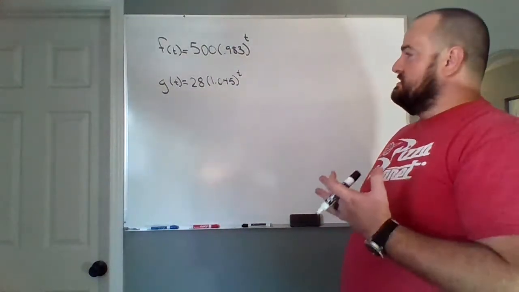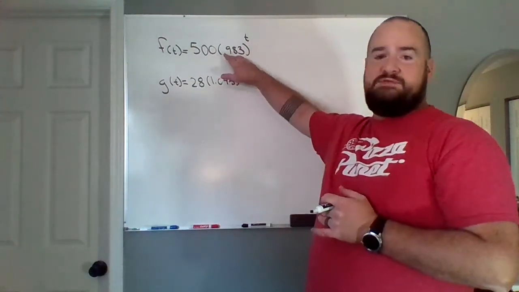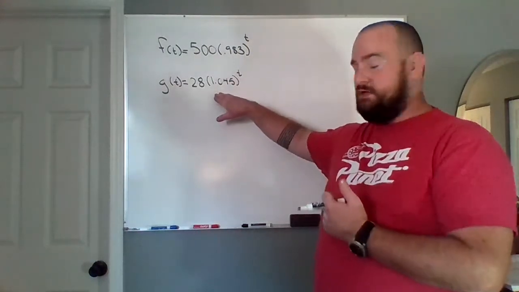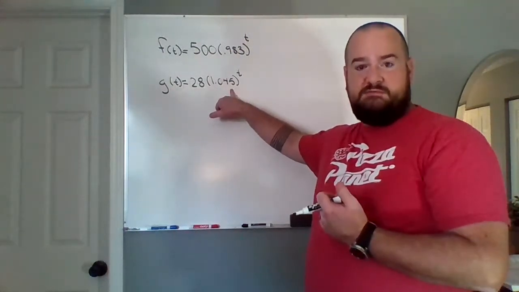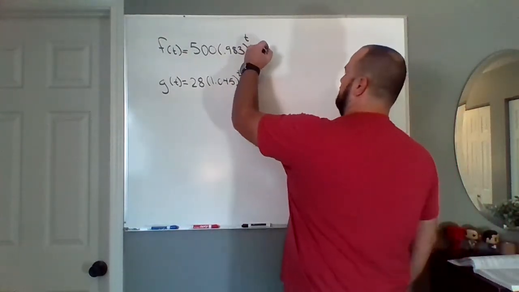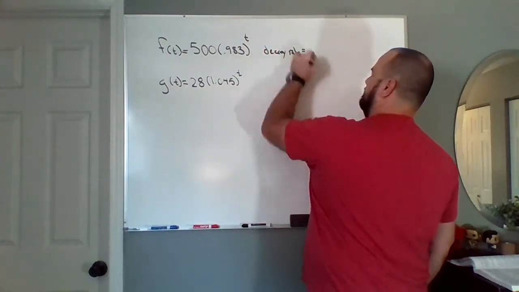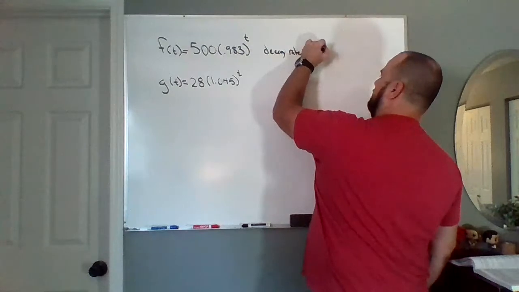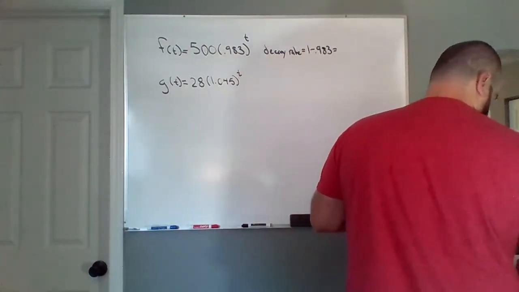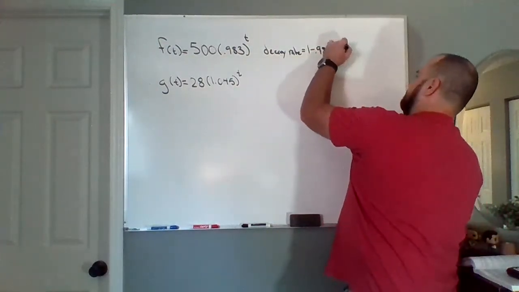So both of these are exponential functions. We have an exponential decay function because our b value is between 0 and 1. And we have an exponential growth function because our b value is greater than 1. Now it's not greater than 1 by much, but it is still greater than 1. So since this is exponential decay, we can calculate the decay rate to be 1 minus b, or 1 minus 0.983. And we get 0.017.